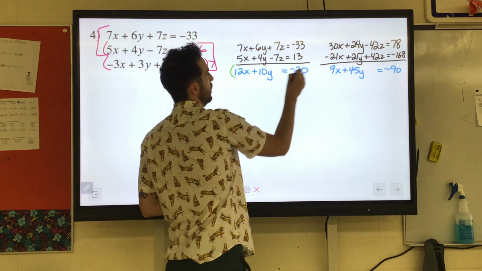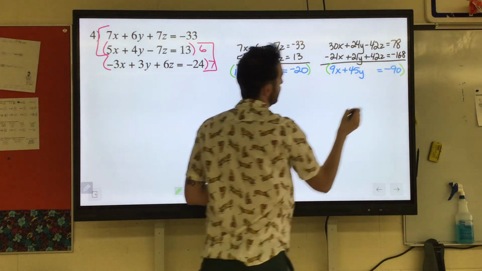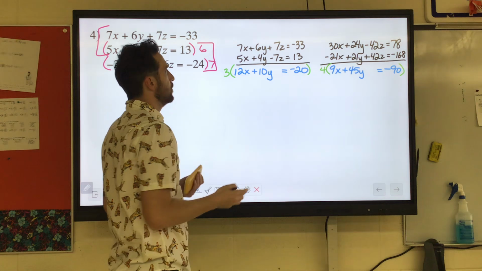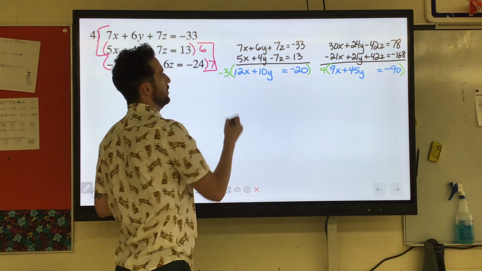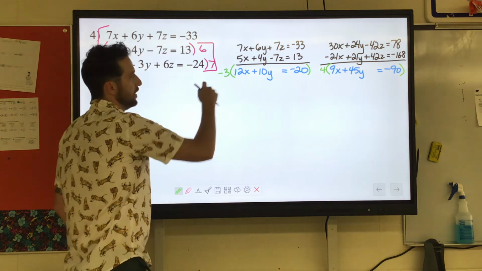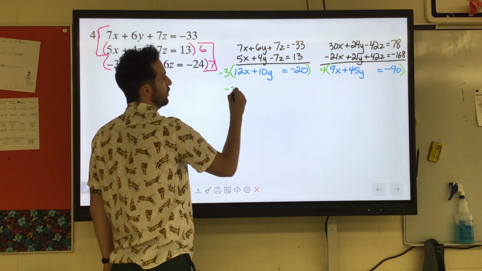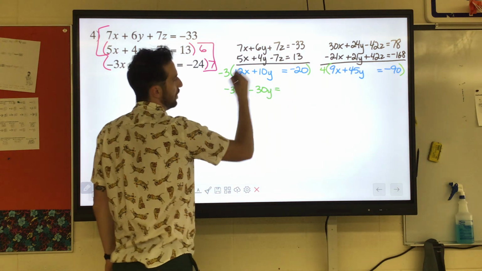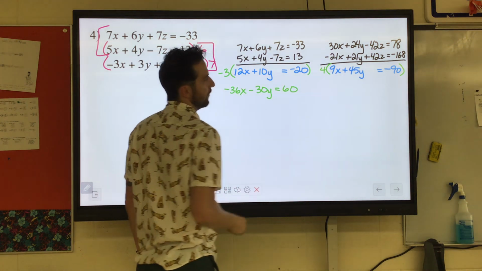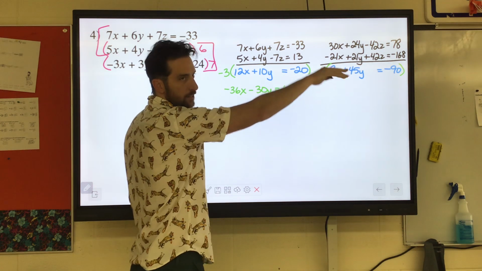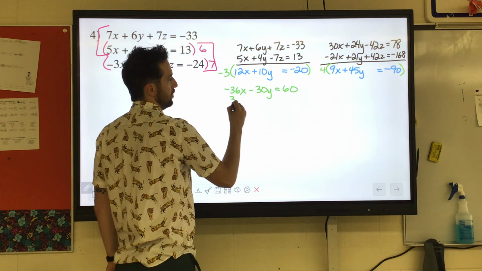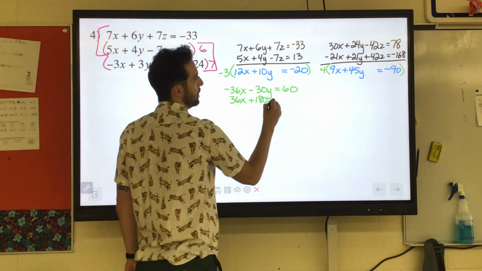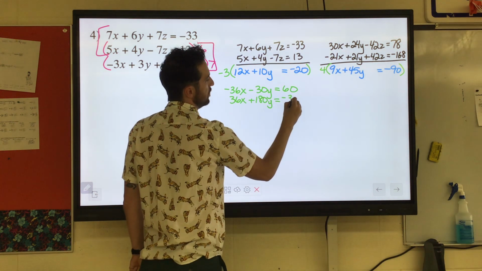I'm going to go with the 12 and 9, and I'm going to make them both 36. So it's 12 times 3, it's 9 times 4. We do want one of these to be negative. I'll just go ahead and do negative 3 times this one. So negative 3 times this equation would be negative 36x, negative 30y equals positive 60. When I do that second equation by 4, we'd have positive 36x plus 180y equals negative 360.